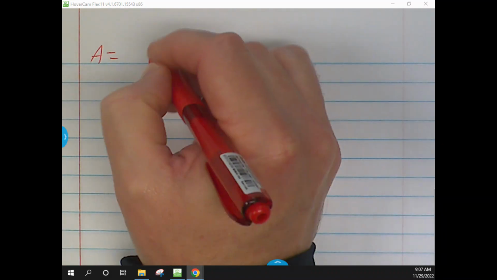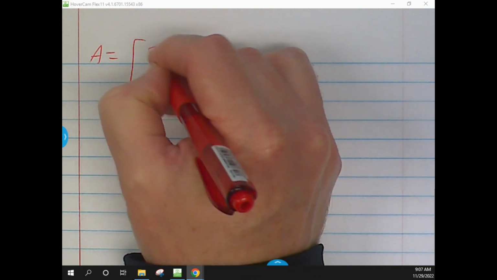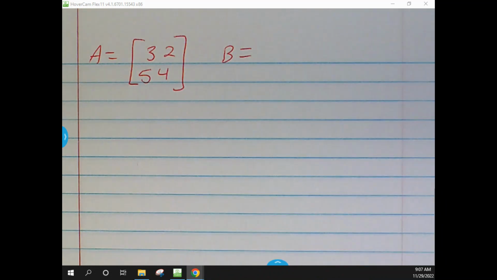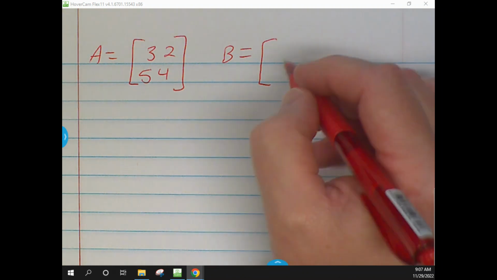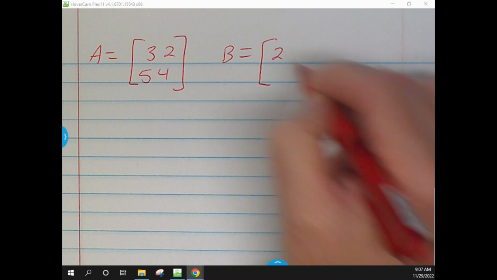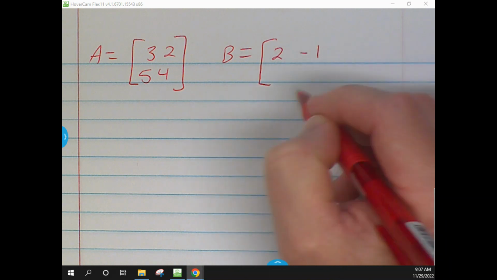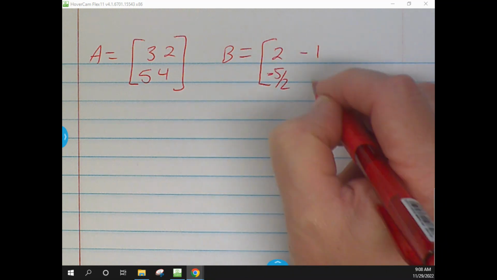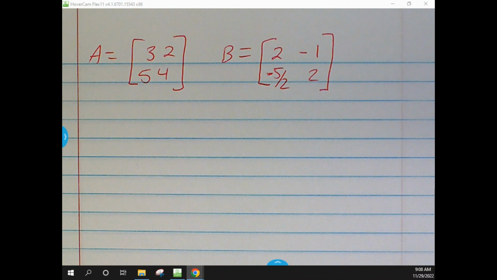All right, so let's let A be 3, 2, 5, 4. And let's let B equal 2, negative 1, negative 5 over 2. I'm just going to throw some people off here because I don't want you to get freaked out if you see this. So if you happen to see a fraction, don't freak out, because it's okay.